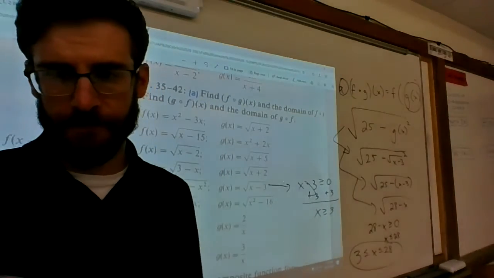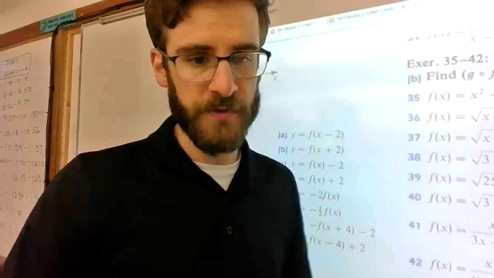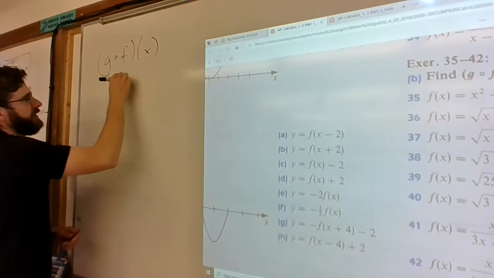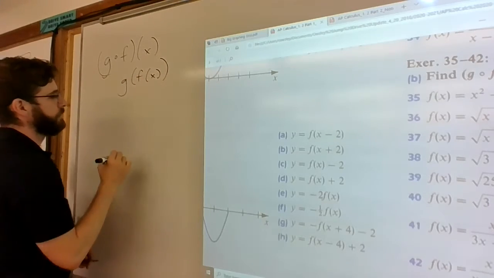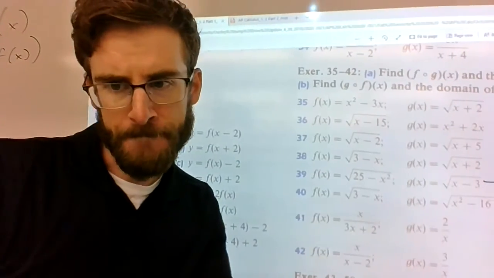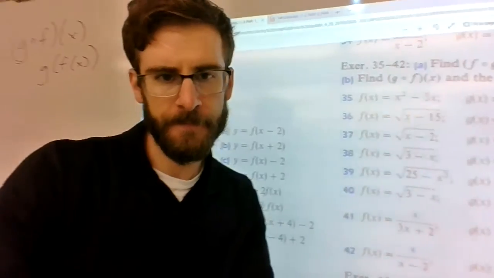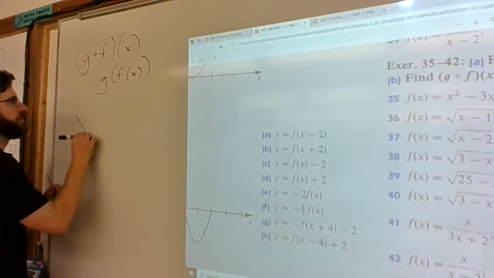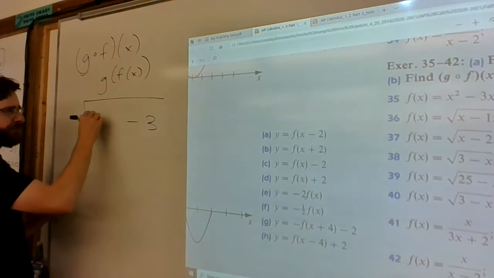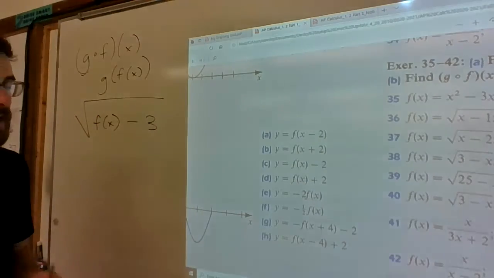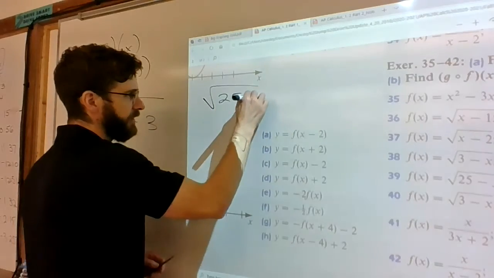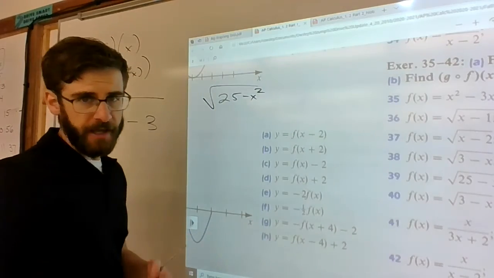Part B looks very similar, except we reverse the roles. g of f of x looks like this, which means I'm taking my g, which was root x minus 3, and plugging in f of x for the x. Keeping in mind that the pre-existing condition for root 25 minus x squared must come into play.